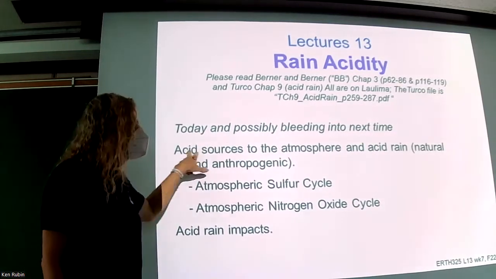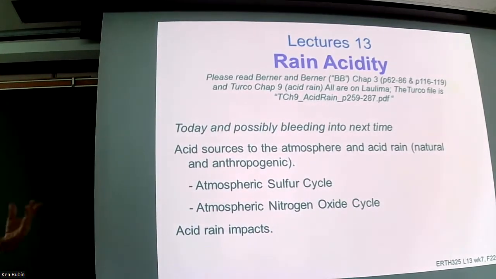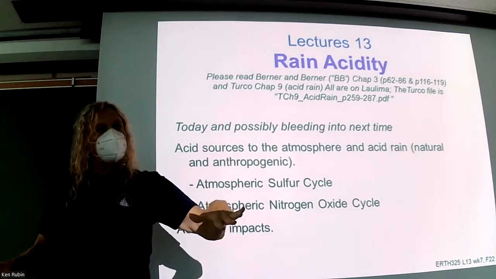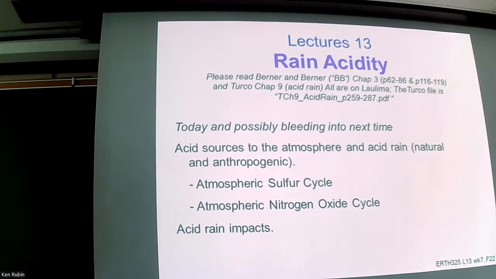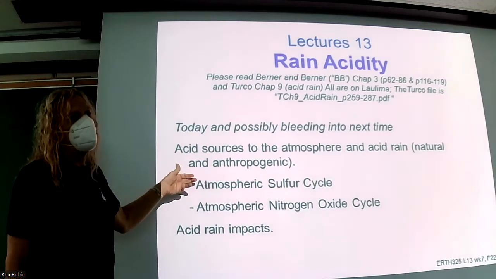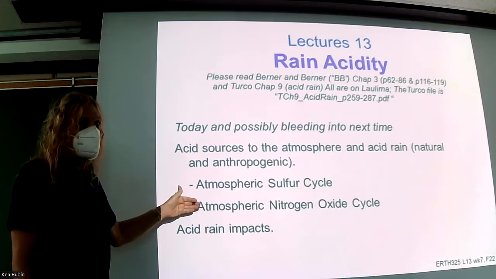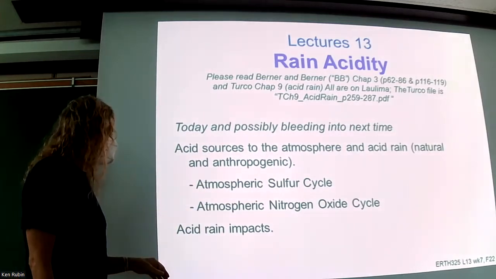We're going to talk about acid sources to the atmosphere and the generation of acid rain. Like, what is that? How do we define it? You can find it in natural cases. We have it right here in Hawaii, right next to Kilauea volcano. There's a lot of sulfur coming into the atmosphere naturally. So we'll talk about the two main sources of acids to the atmosphere, which are atmospheric sulfur and atmospheric nitrogen. There's a minor contribution from hydrochloric acid too, but it's much less.